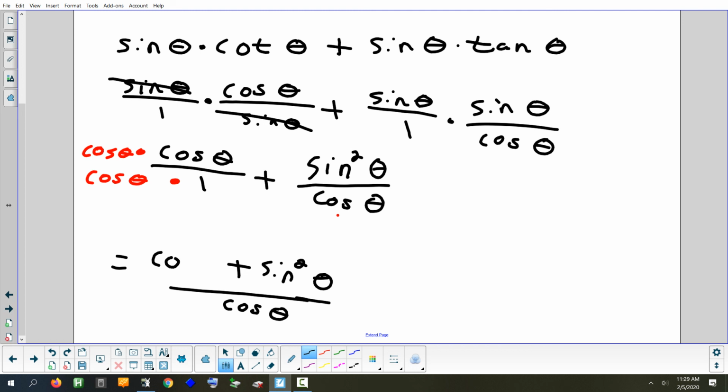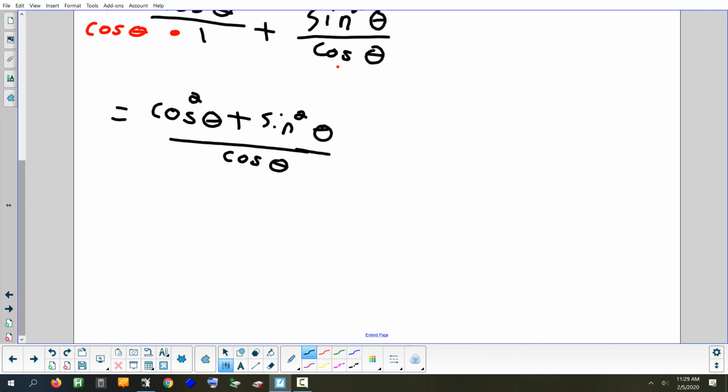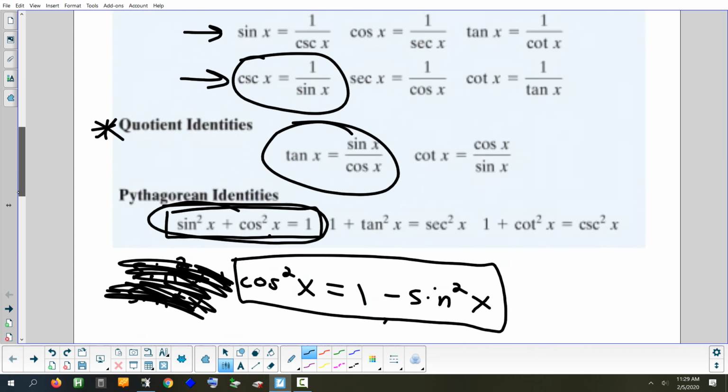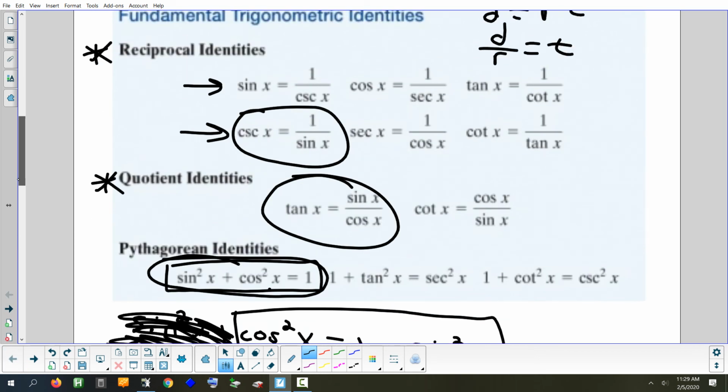Cosine squared. Now we've changed everything to sines and cosines. We found a common denominator. There's nothing else you can do other than now you have to recognize something that's there as one of the identities I originally gave you. Cosine squared plus sine squared. Does anybody recognize that one? It's equal to 1.